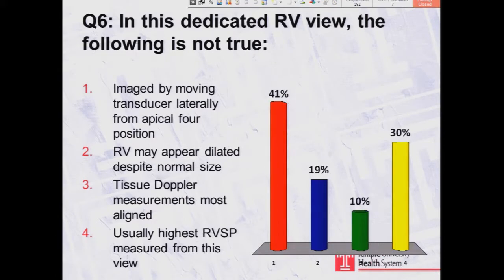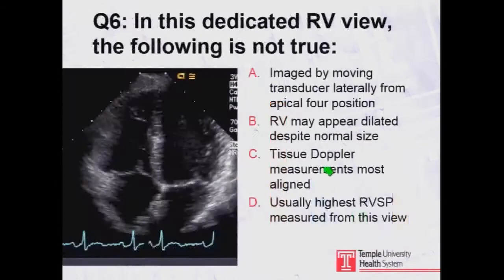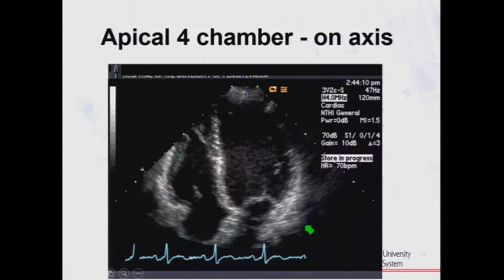And so 41% of you got the one that's wrong, which was number 1. The dedicated RV view is obtained by moving the transducer. The transducer should be over here. Remember, the peak of the triangle is where the transducer is. So in a regular 4-chamber view, the tip of the triangle is over here, and you have to move medially, not laterally, to get this dedicated RV view. The other 3 statements are correct.